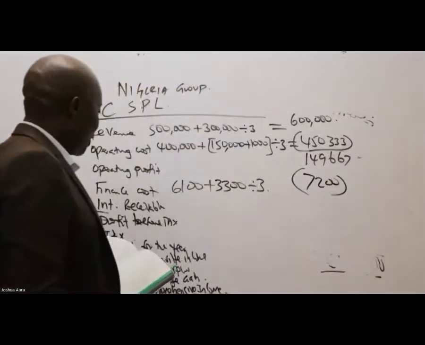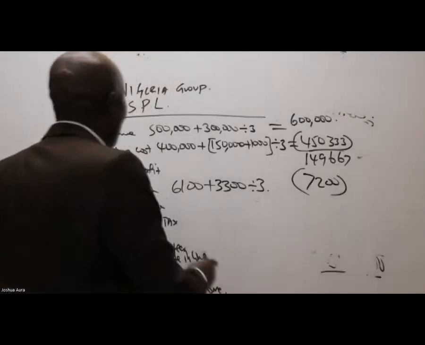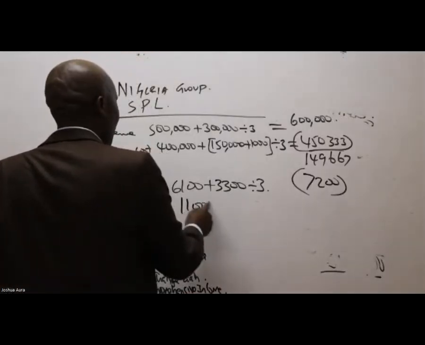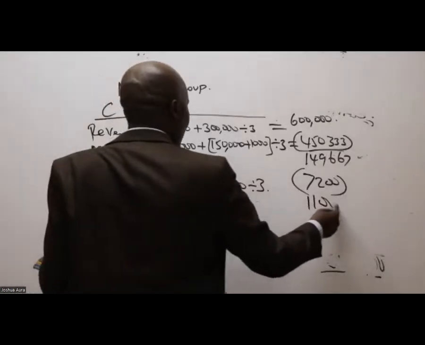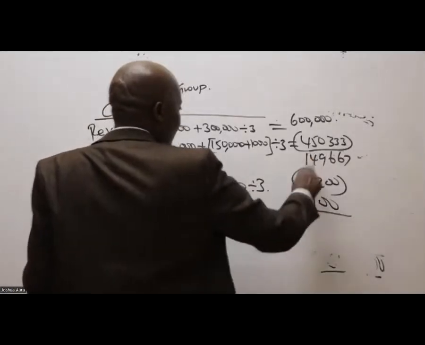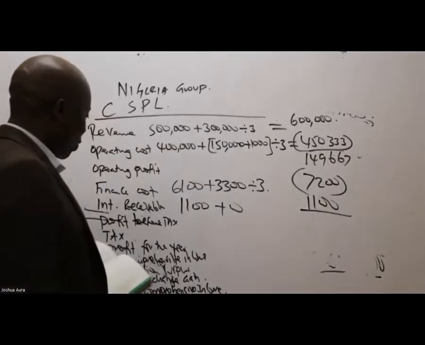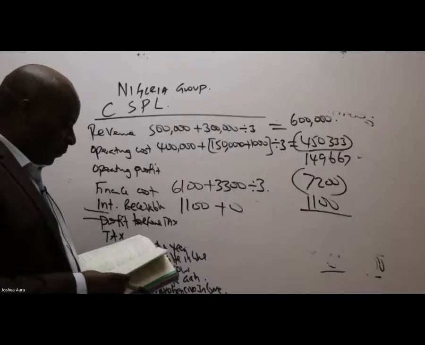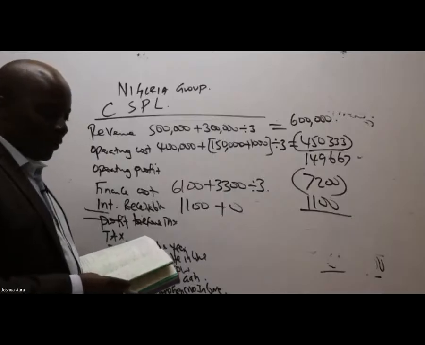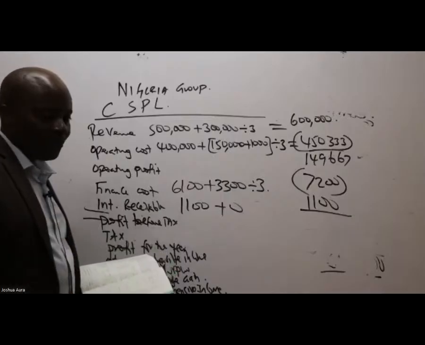And then we have interest receivable. Interest receivable is 1,100, of course, plus 0. So there is no translation here. So this gives me 1,100. It's an income. So could you kindly give me the profit before taxation? Who can give me the profit before taxation very fast?